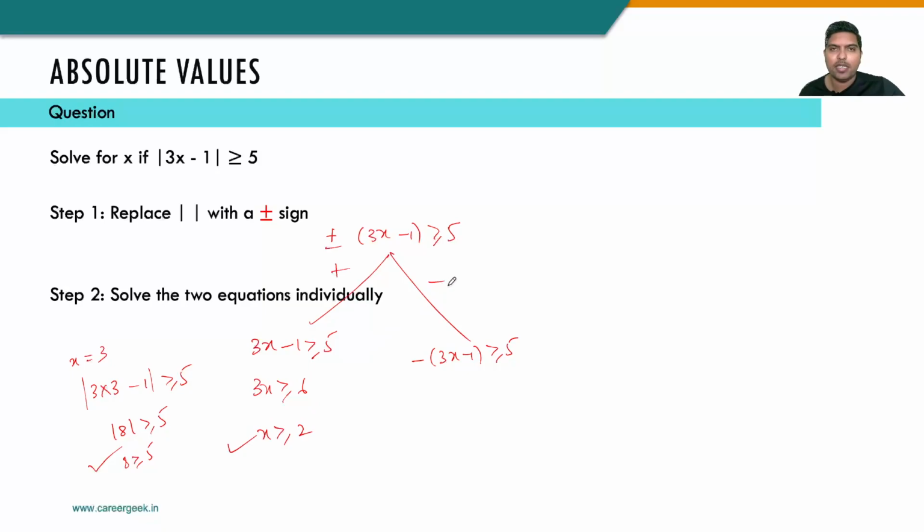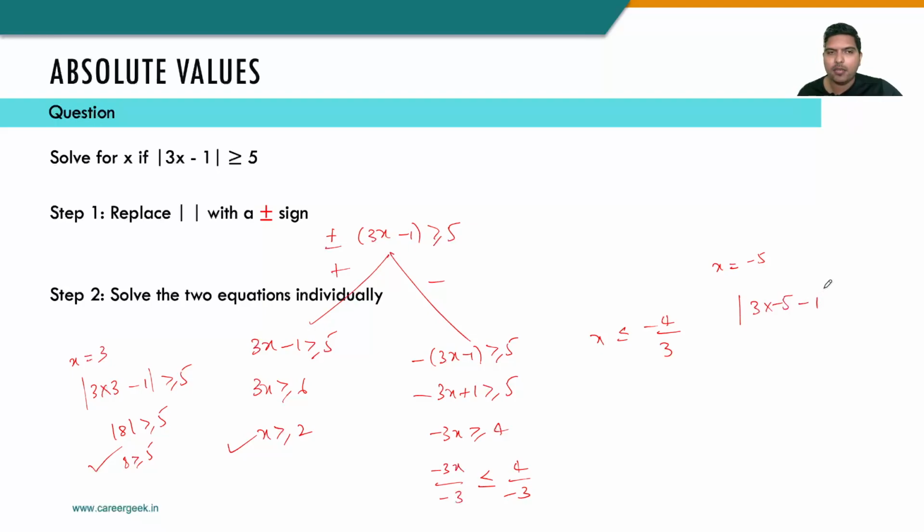This satisfies. When it is negative, we'll multiply with negative. Step 1: negative 3x, 1 goes to the other side, becomes 4. Divide by negative 3, reverse. So x is less than or equal to negative 4 by 3. Let me take x as probably negative 5, negative 6, anything.